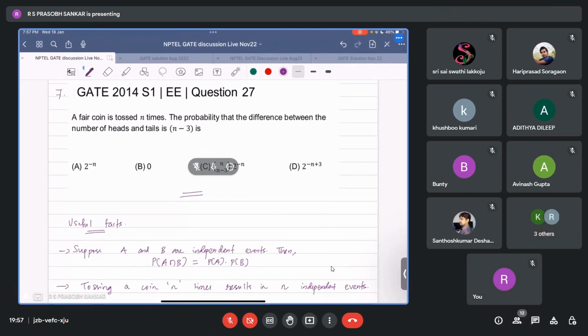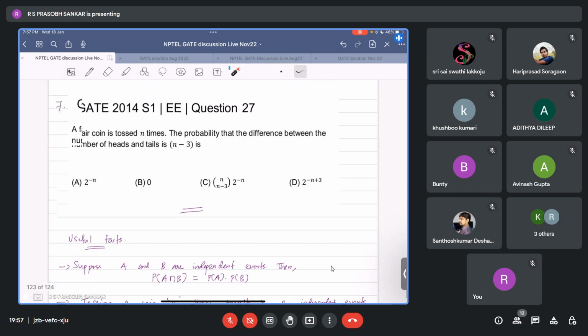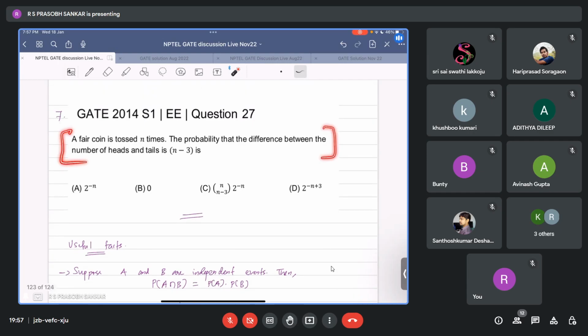Okay. So this is a relatively simple question. The question is like this: a fair coin is tossed n times. The probability that the difference between the number of heads and tails is exactly n minus 3. What is the probability? So the question is straightforward. The question is clear, right?